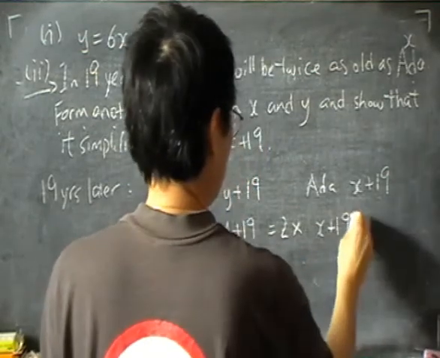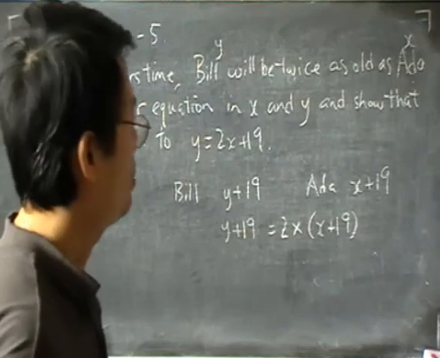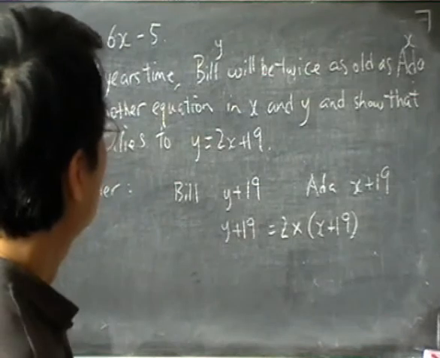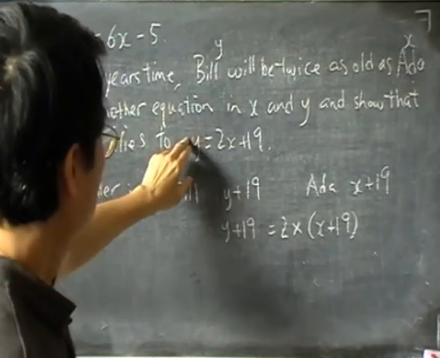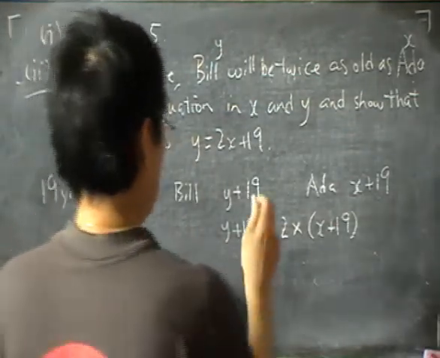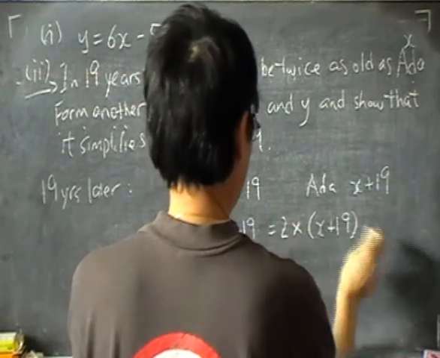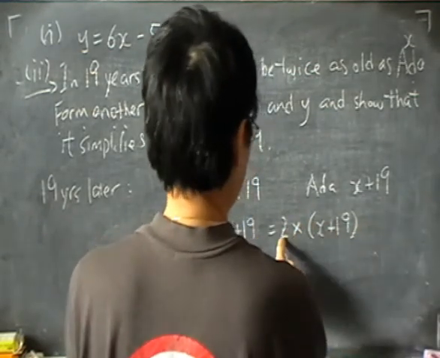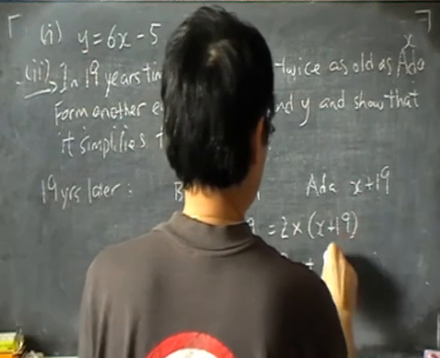And remember, as before, that we should put a bracket around that, because we should calculate this number before we multiply by 2. And then we want to simplify this and hopefully get the expression that we want. If I multiply, I get 2 times x. I remove the bracket. I must multiply each term by 2. So 2x plus 2 times 19.